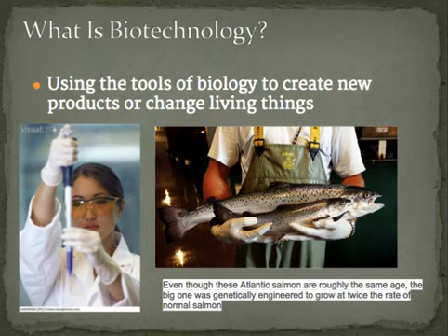You see a guy holding salmon there. Salmon's what I did my research on, so I'm way familiar with those guys. These Atlantic salmon are about the same age, hatched at about the same time. The big one was genetically engineered to grow at twice the rate of a normal salmon. So that scientist on the left holding a micropipette and a centrifuge tube, it looks like, used some kind of methods to insert genes or to trigger growth hormones inside the larger salmon to make it bigger and tastier.